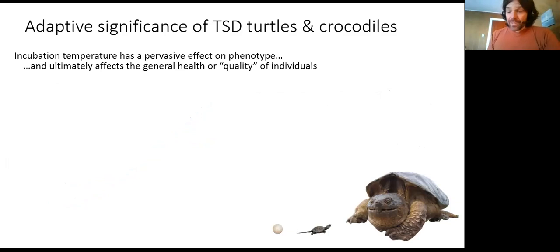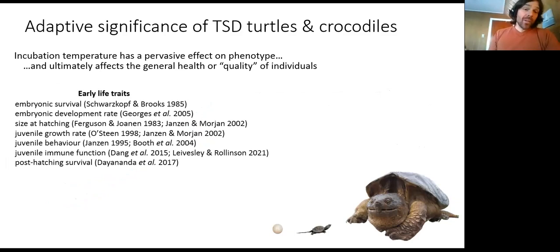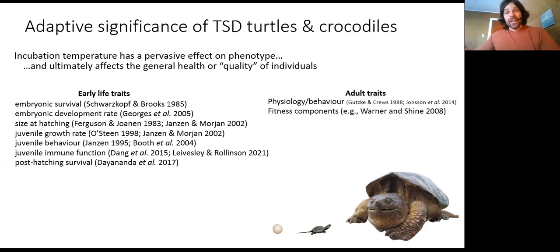And we know that this is true for early life traits of reptiles. So we know that incubation temperature affects embryonic survival, embryonic development rate, size at hatching, growth rate, behavior, immune function, post-hatching survival, just to name a few. The list goes on and on and on. Temperature has these huge effects on phenotype in early life. And when we can study later life traits, we also see that it often has an effect there too.